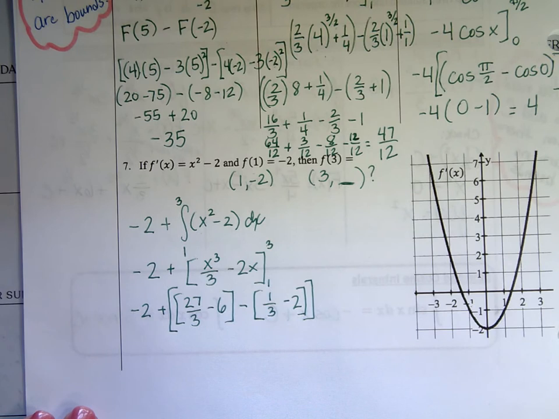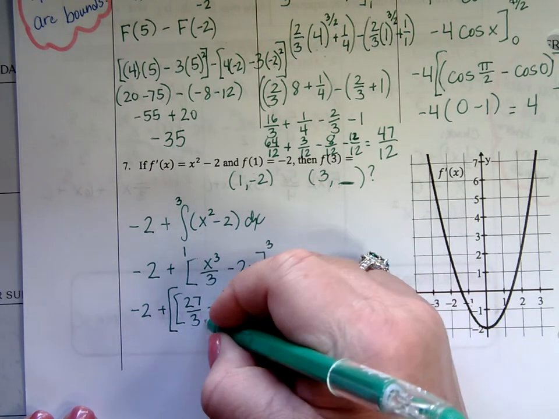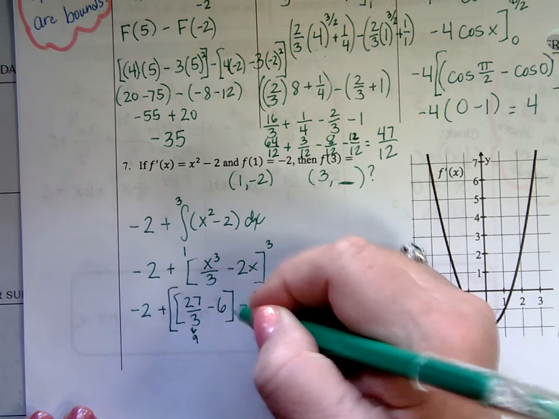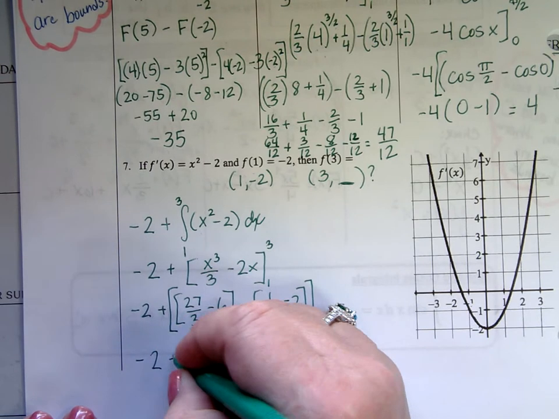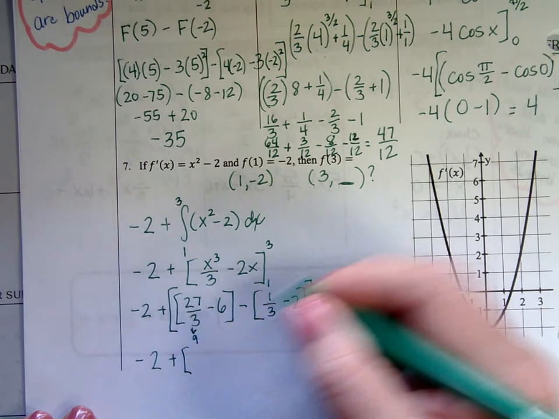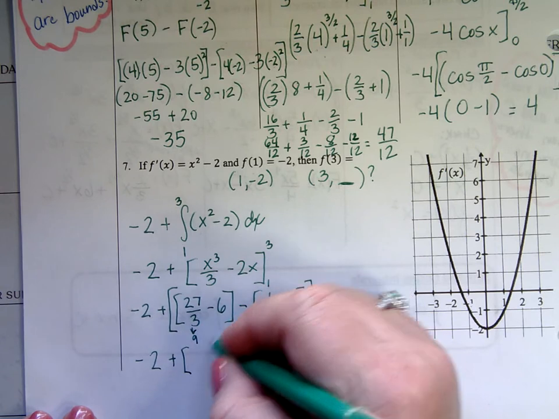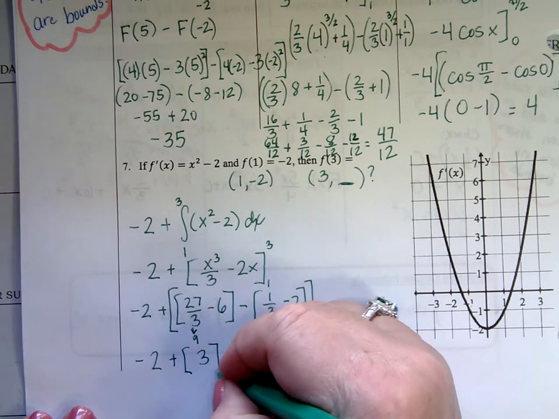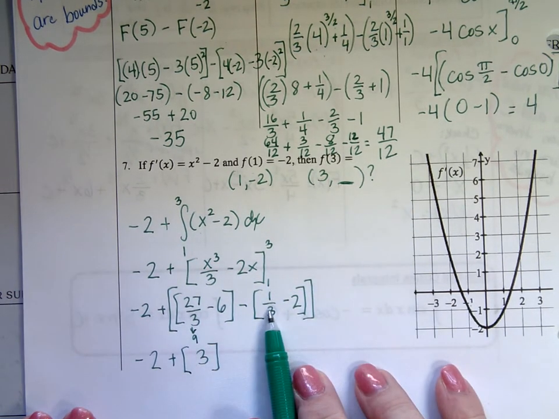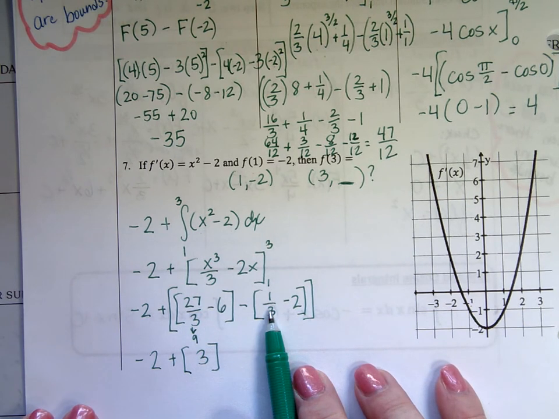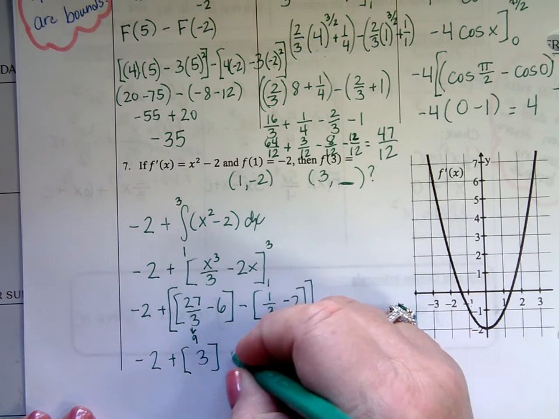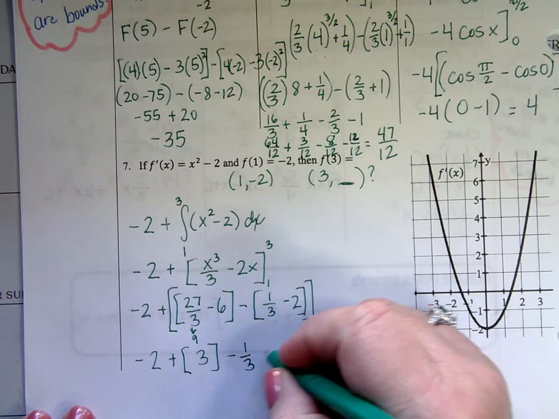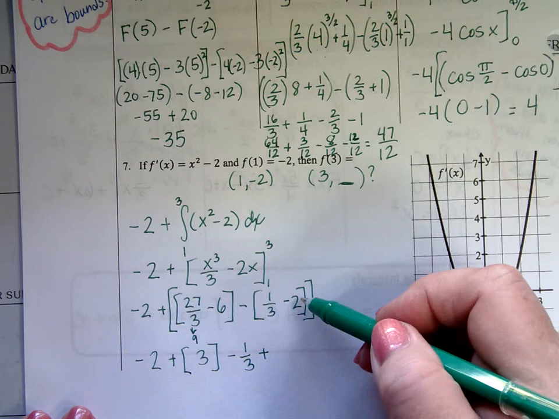And then it's just a matter of cleaning it up, right? 27 over 3 is like 9. 9 minus 6 is 3. So I've got negative 2 still out front. Plugging away. This gives me 9 minus 6 is 3, we said. This one you have to be a little careful about distributing the subtraction sign. So it's negative 1/3, so it's going to be minus 1/3, but it's going to be plus 2, right? Negative, negative 2.